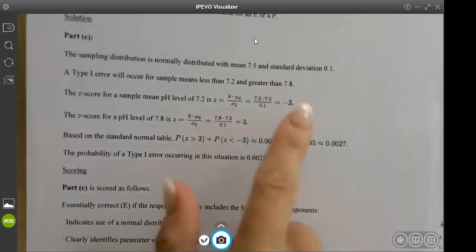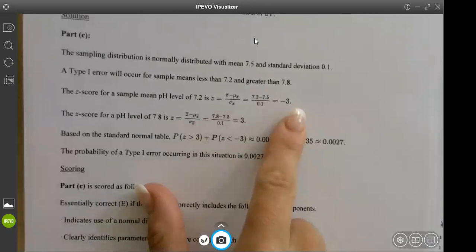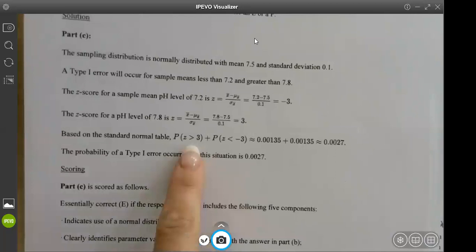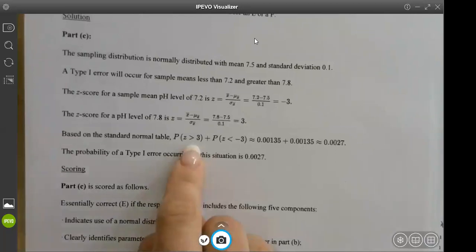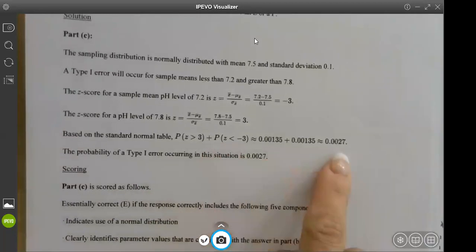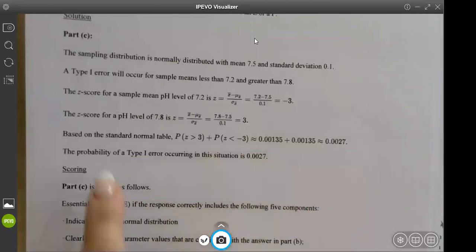So they found the z-scores, instead of just doing normal CDF, to be -3 and 3. Based on the normal table, you go greater than 3, which is what I did with greater than 7.8, or you go less than 7.2. When you add those two up, it gives you 0.0027, which is the probability of the type 1 error. So I think you guys were doing it right, you just weren't using maybe the right numbers. They normalized and used z-scores, and I just used normal CDF to make it a little easier. So it's whatever you want to do.